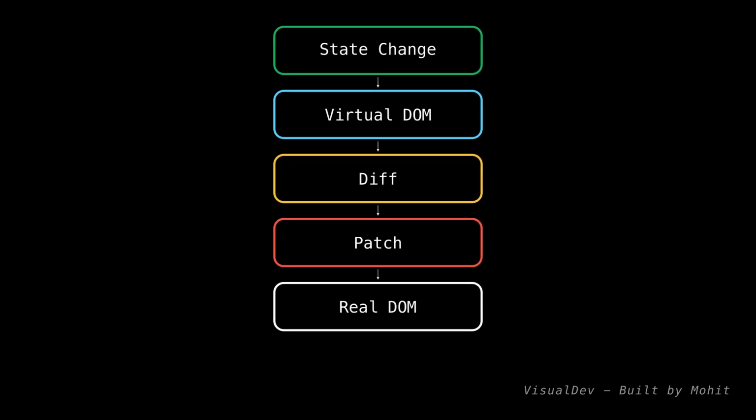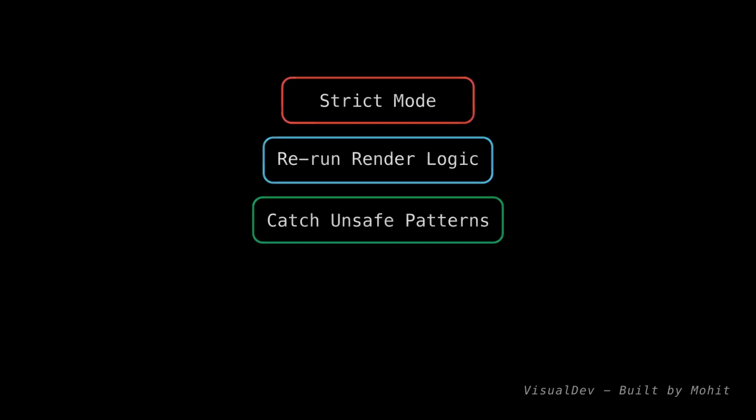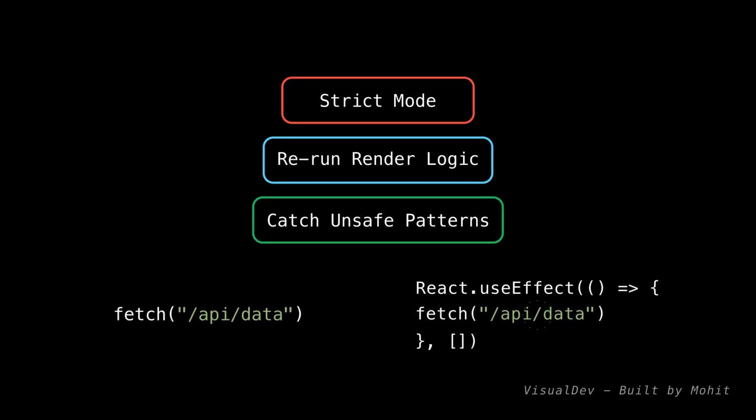Another important point. React can go through render work, compare old and new results, and still decide there is nothing new to apply, so render does not automatically mean visible browser work. This also explains strict mode. In development, React may rerun render logic to expose unsafe patterns. That is why side effects in the component body are risky, but effects after commit are fine.